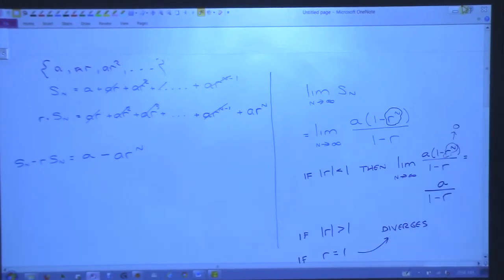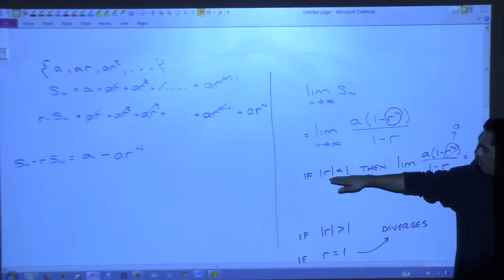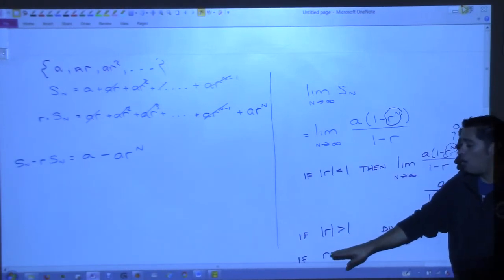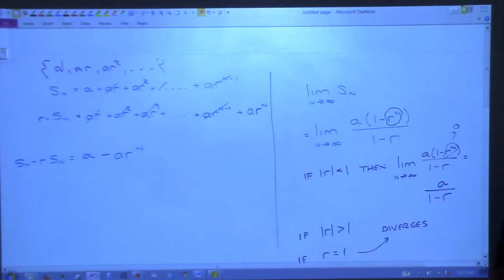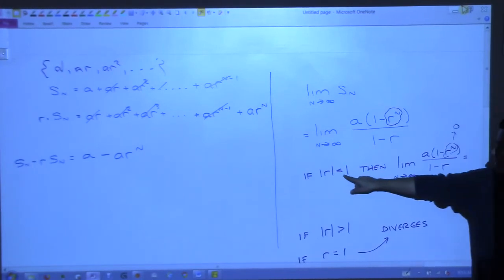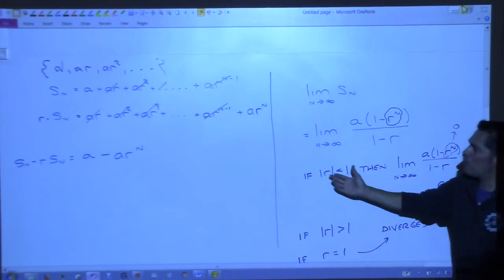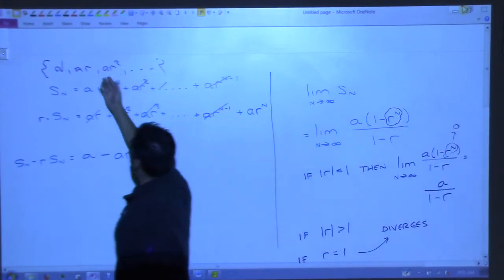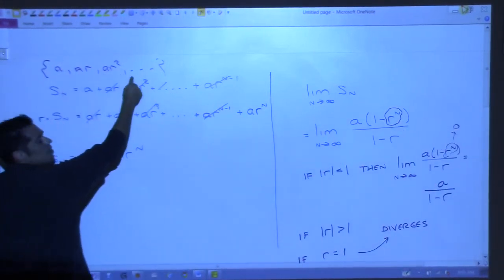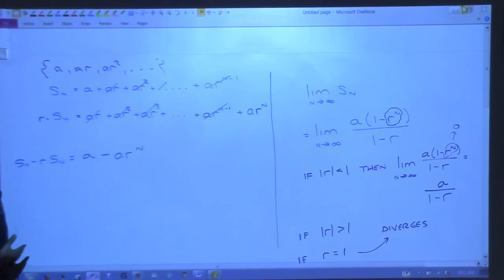There's only one case left to look at. We have absolute value of r less than 1, absolute value of r bigger than 1, r equal to 1. 0 would be this scenario right here. But if r was 0, then this would be a plus 0, 0, 0, 0, so it would just be a, right? Make sense?